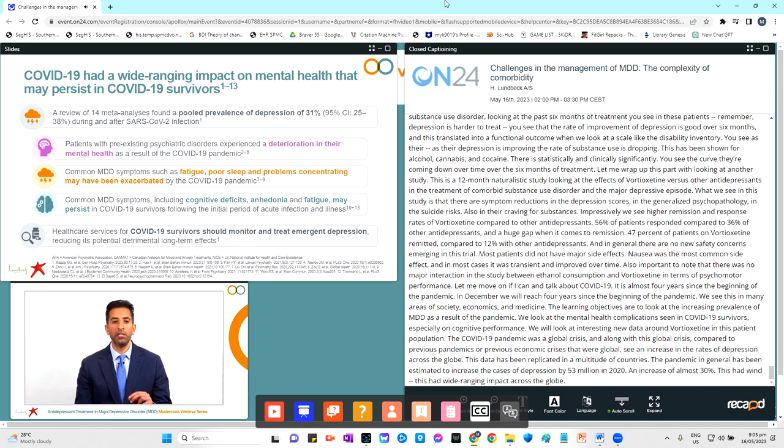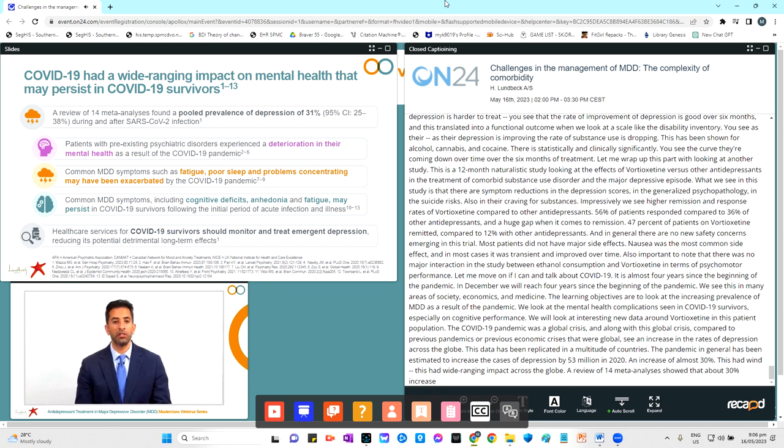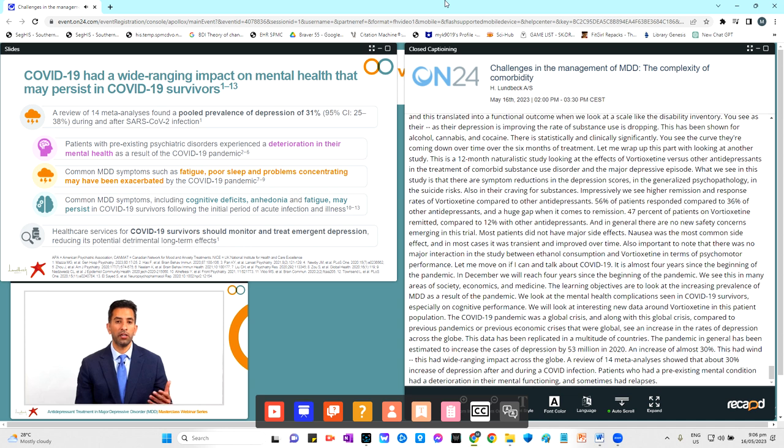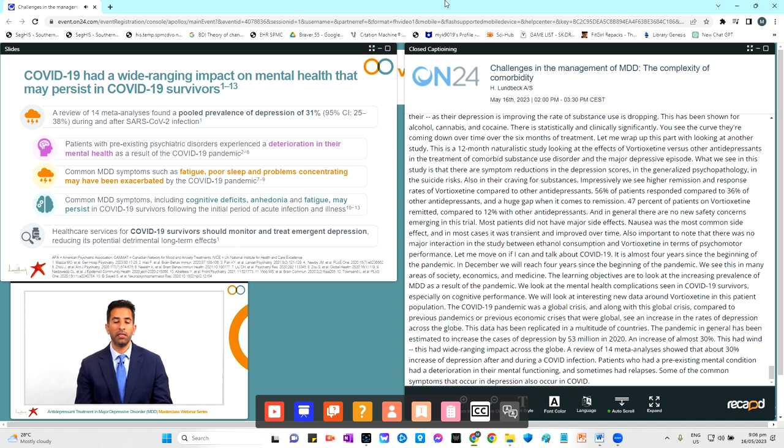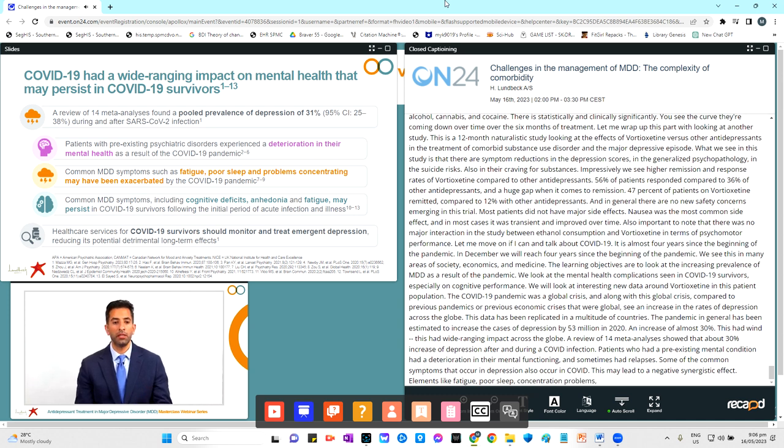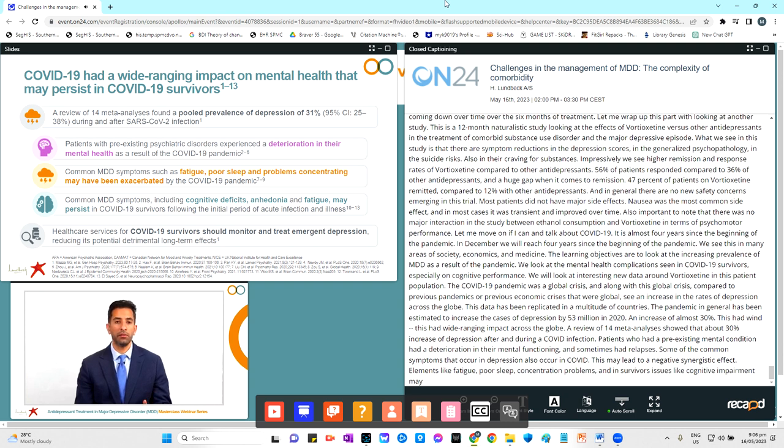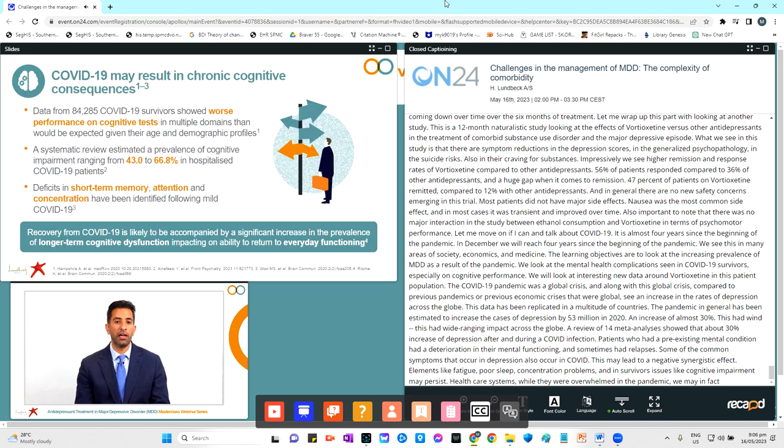So a review of 14 meta-analyses showed about a 30% increase of depression after and during a COVID infection. Patients who had a pre-existing mental condition had a deterioration in their mental functioning and sometimes had relapses. Some of the common symptoms that occur in depression also occur in COVID, and this may lead to a negative synergistic effect. So issues like fatigue, poor sleep, concentration problems, and indeed, in survivors, issues like cognitive impairment may persist. And healthcare systems, while they were overwhelmed in the pandemic, we may, in fact, over the next few years, and what we're seeing now is a parallel pandemic of a mental health crisis emerging after COVID.